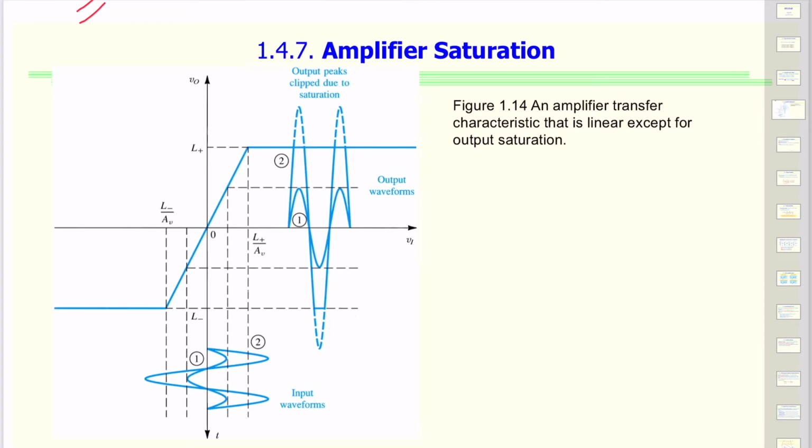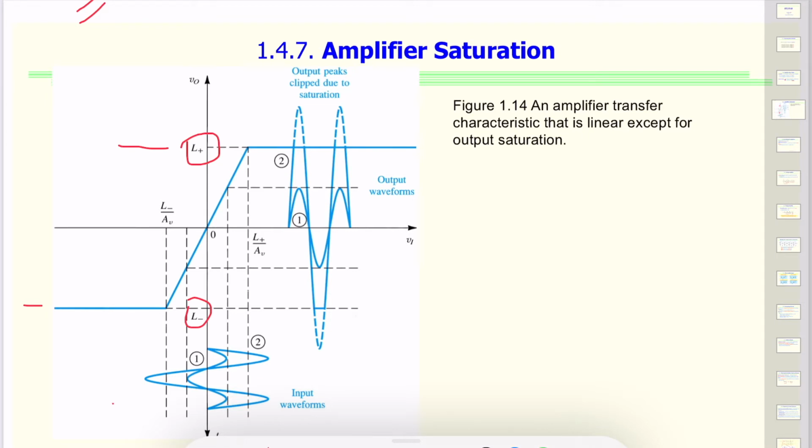distorted. So for an amplifier which is operated from two power supplies, the output voltage cannot exceed a specified positive limit and cannot decrease below a specified negative limit. That transfer characteristic is what is shown here, with the positive and negative saturation levels denoted by L plus and L minus. So this is the voltage on this side, and this is the voltage level on this side. This cannot go beyond that.